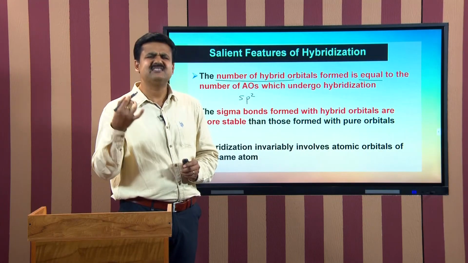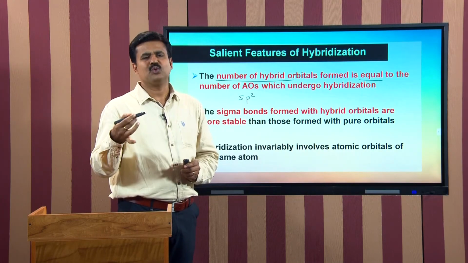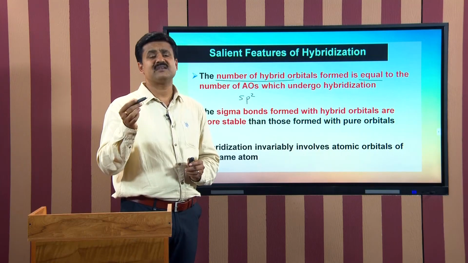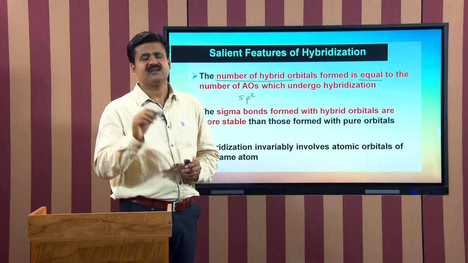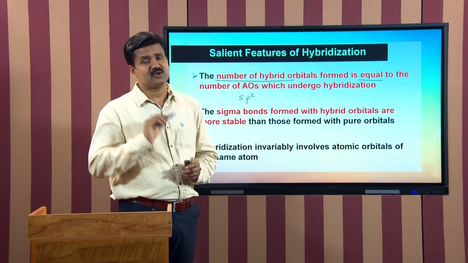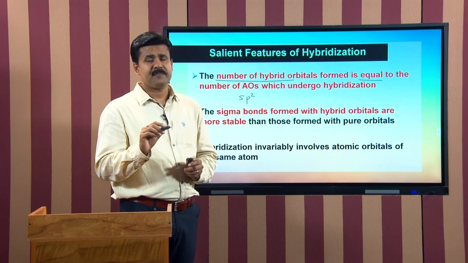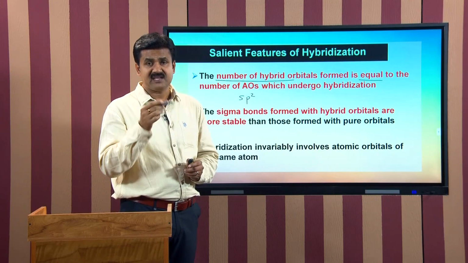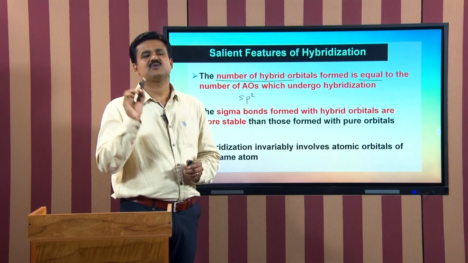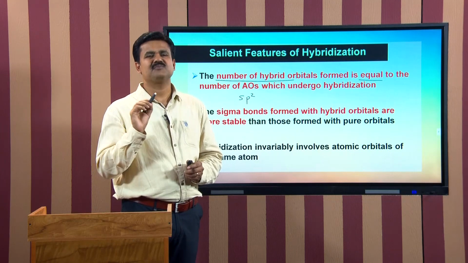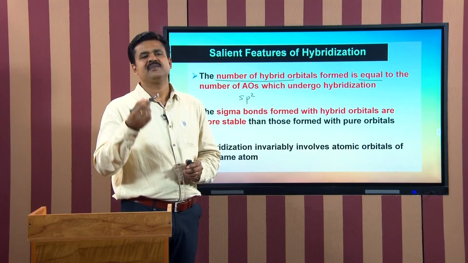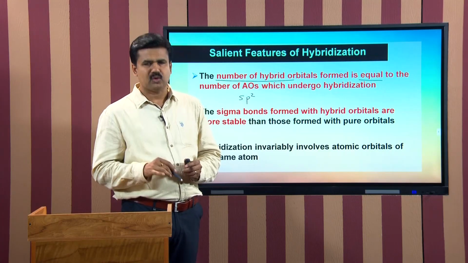Suppose we are taking the H2 molecule. This H2 molecule is generated by the overlapping of 1s orbitals, one from each hydrogen atom. That is a sigma bond generated from pure atomic orbitals. But in CH4, the CH bond is formed from the sp3 hybrid orbital of carbon and the 1s orbital of hydrogen. So, this CH bond has high strength when compared with the sigma bond produced from pure orbitals.